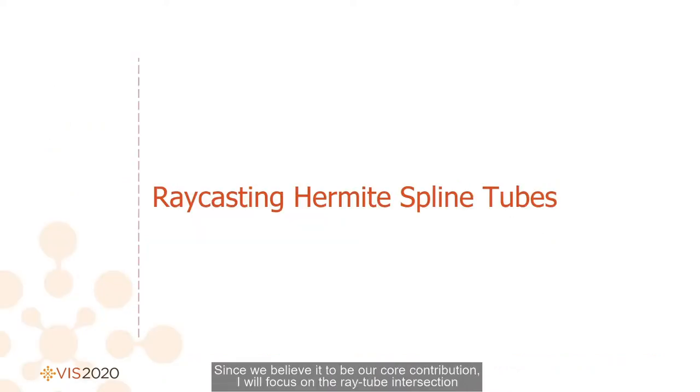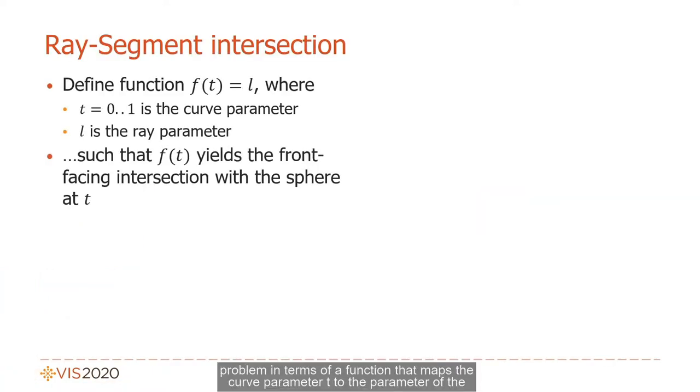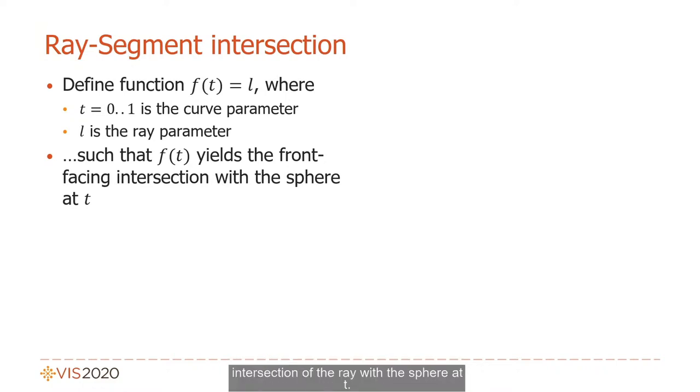Since we believe it to be our core contribution, I will focus on the ray tube intersection routine. The basic idea is to formulate the intersection problem in terms of a function that maps the curve parameter t to the parameter of the ray equation, which we dub L. Since every segment between two nodes of a Hermite spline is independent, we can look at single Hermite curves in isolation. We define our function such that for a given t, we get the ray parameter of the front-facing intersection of the ray with the sphere at t.